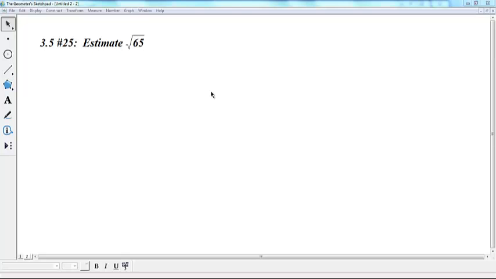This is section 3.5, number 25. Question says, estimate the square root of 65. So what we're going to do is use linear approximation.